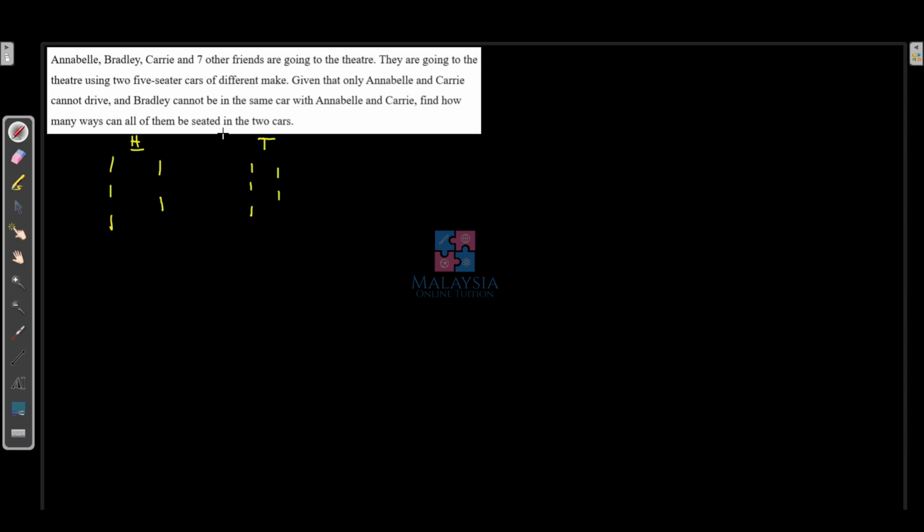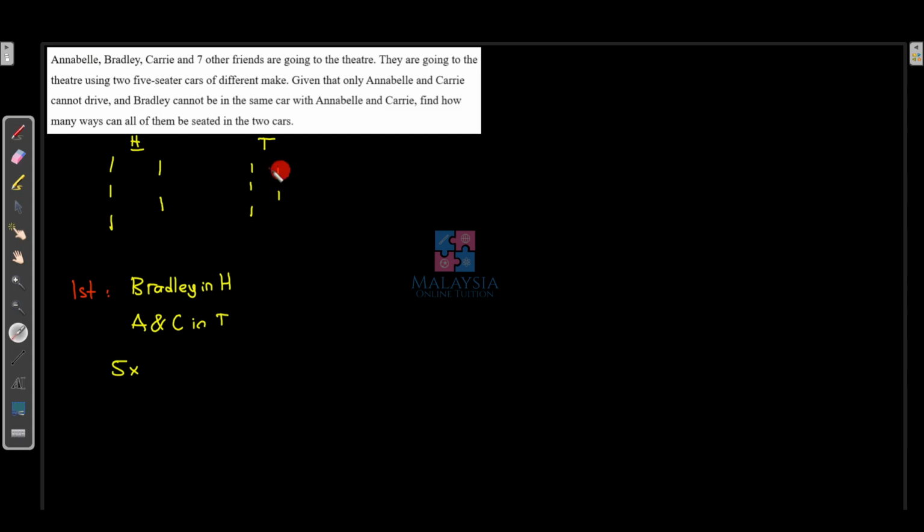Since Bradley cannot be in the same car with Annabelle and Carrie, for the first case, we can say Bradley is in H, so Annabelle and Carrie are in car T. How many ways can Bradley be seated in car H? You have to understand here, since Bradley can drive, Bradley can sit in any of these 5 seats, including the driver's seat. So for the first case, 5. This 5 stands for where Bradley can sit in car H, and then for Annabelle and Carrie in car T, they can sit anywhere except the driver's seat.